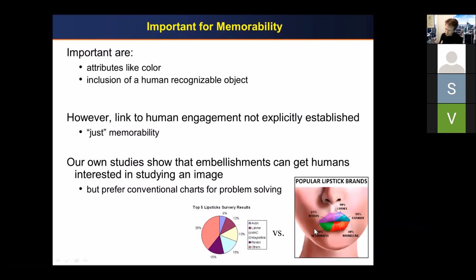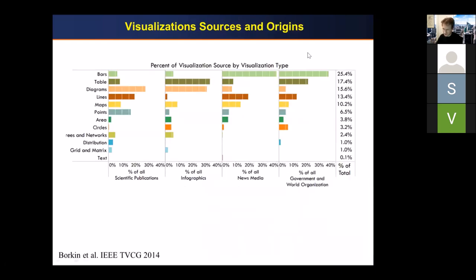Now it's more entertaining. It's like Tufte's leg, entertaining and factual at the same time. So that's this one. Then this is a nice visualization, also by Borkin, about visualization sources and origins.